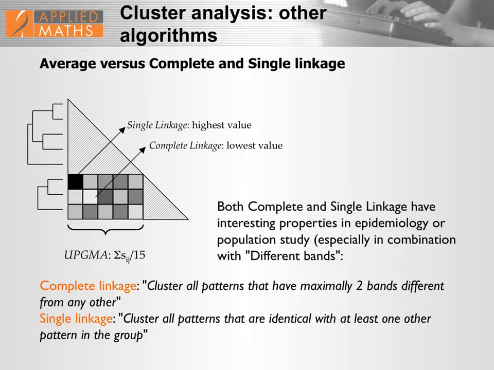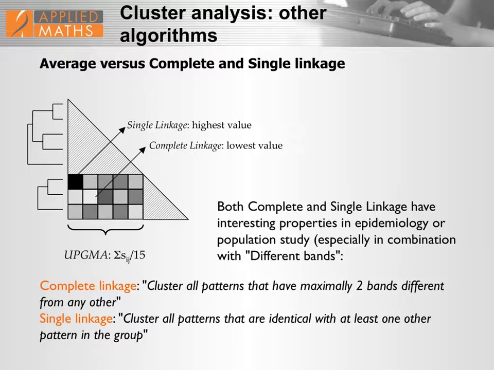So as I mentioned earlier, when talking about UPGMA, there are other algorithms that can be used as well. For example, complete and single linkage. What is the difference between UPGMA, single linkage, and complete linkage? UPGMA will average out the remaining part. Single linkage will take the highest value. Complete linkage will take the lowest value.